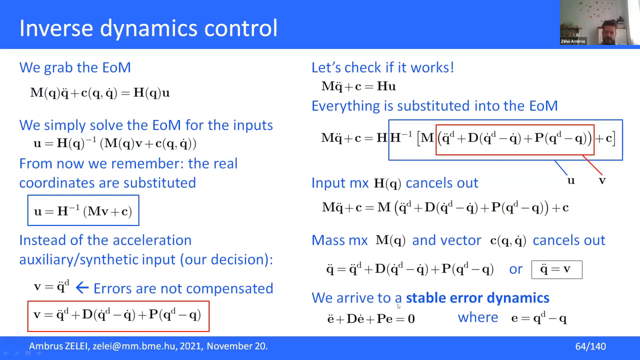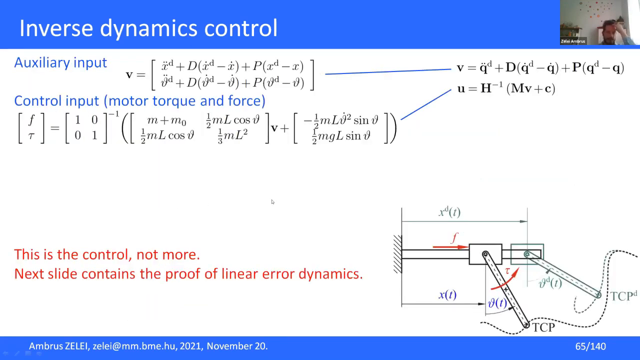And again, this is an equation which is, I hope, familiar from the vibrations course. So everybody knows that this equation has a solution which converges to 0. So this is a stable equation in case of positive P and D, so positive definite matrices for P and D. So it really works. And as we see, there is no positioning error if we apply this kind of inverse dynamics control approach. And let's check this out for the 2 degree of freedom example.